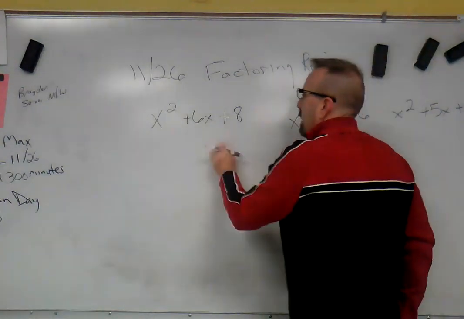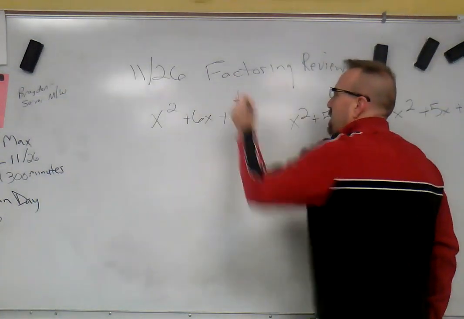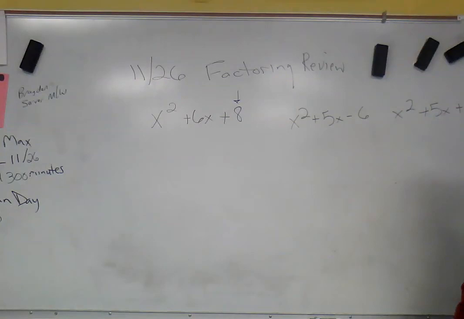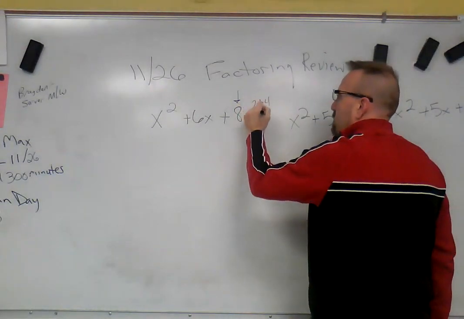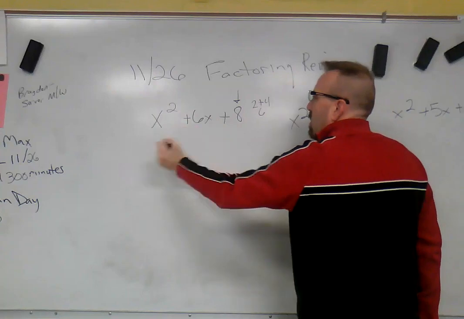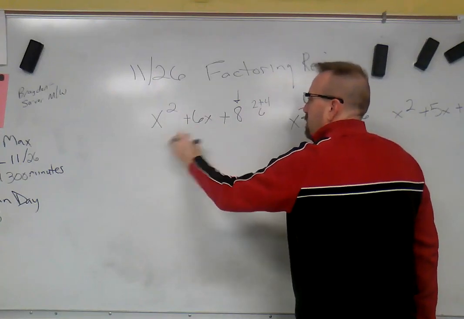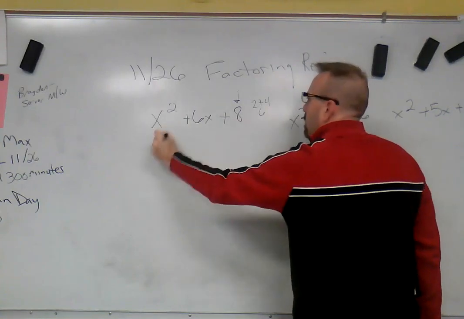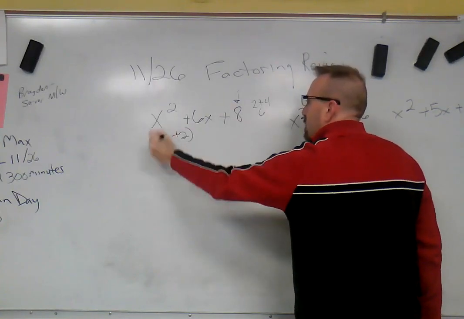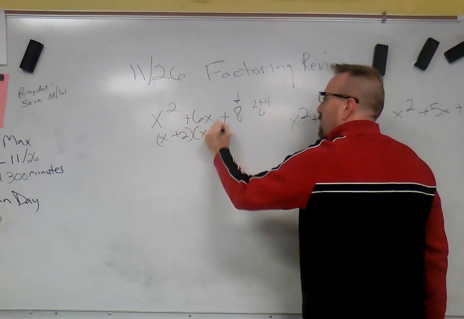x squared plus 6x plus 8. So we're looking at our factors of 8. 2 and 4 add up to be 6. So we can either rewrite it in 4 terms and then split it up, but we have no lead coefficient. So all we have to do is (x plus 2)(x plus 4).